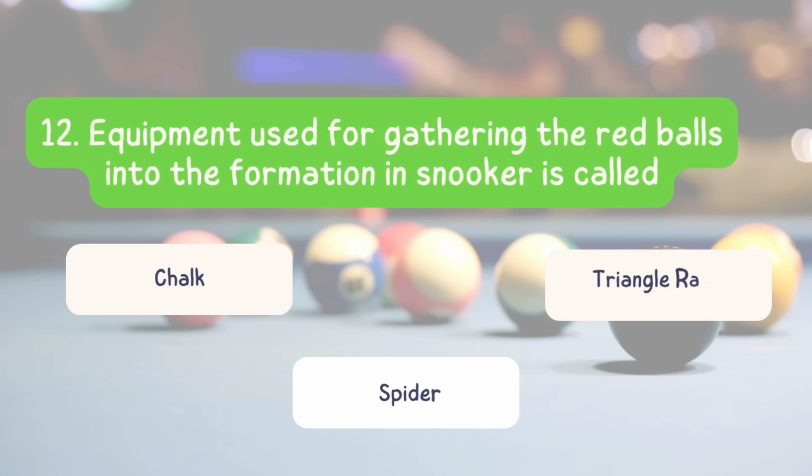12th question. Equipment used for gathering the red balls into the formation in snooker is called chalk, triangle rack, spider. The correct answer is triangle rack.